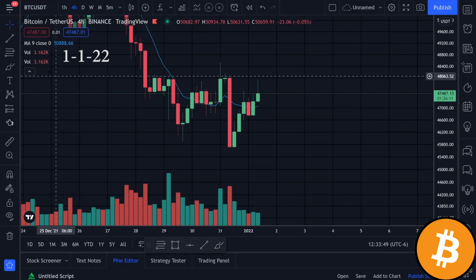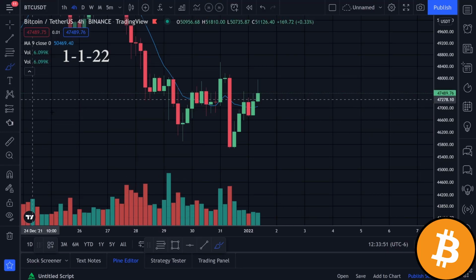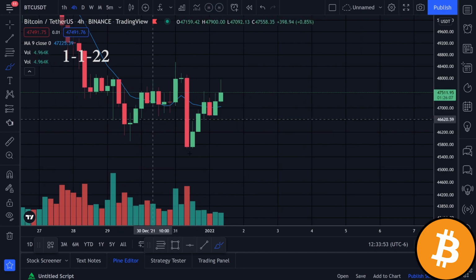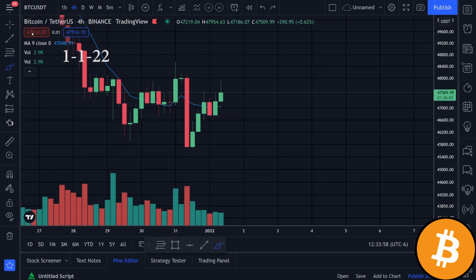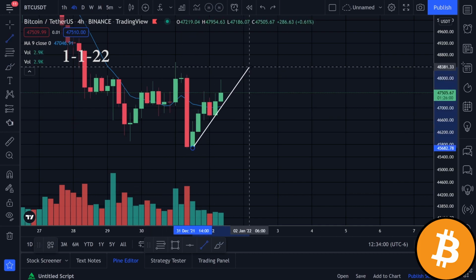Let's take a look at the chart for Bitcoin. Okay, so here's what I'm looking at. We're on the 4-hour time frame right now, and we have support right here, support right here, support right here. We basically have an uptrend going like this.